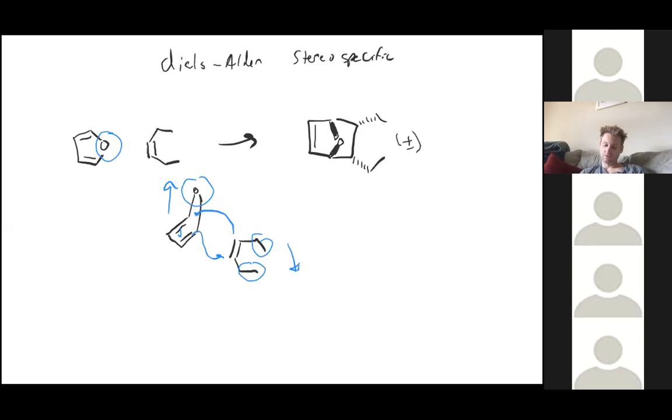This is the 2-dimensional version of this. There's also a 3-dimensional way we can draw this, so it's kind of like a boat form. We have the 5 carbons from our diene. And then those 2 ethyl groups are going to be pointing downward in kind of like an axial fashion.